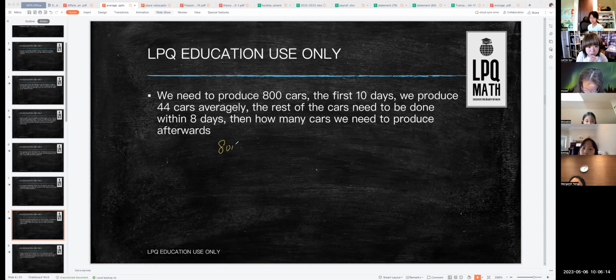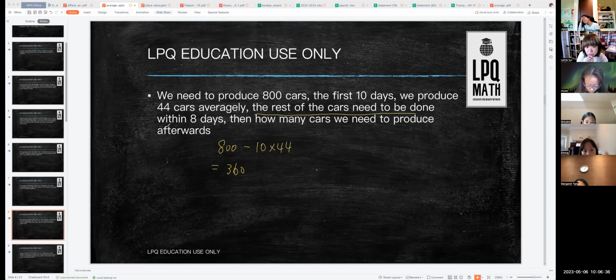Altogether, we need 800 cars, okay? For the first 10 days, we produced 44 cars every day. So that means 10 times 44 is 440 cars already produced, right, Jason? So 800 minus 440 equals 360.